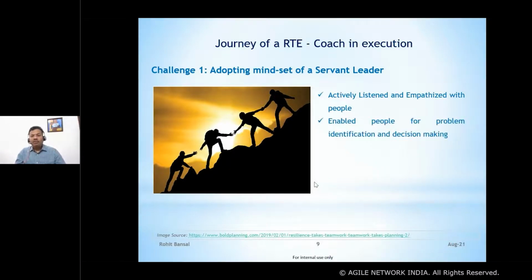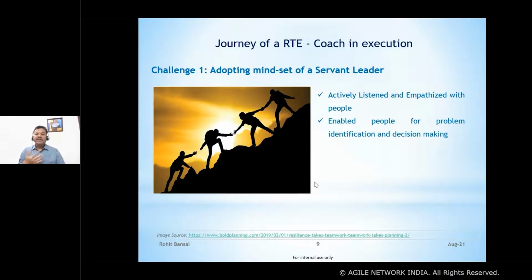Enabling people for problem identification and decision making. One of the challenges that I have seen is when people come to you with a problem. Sometimes it's quite tempting to give them a solution immediately, or to make the decision for them, but that's not the role of an RTE.